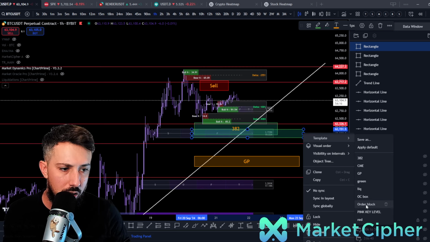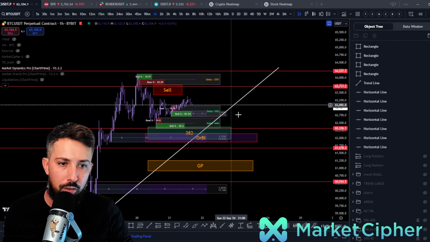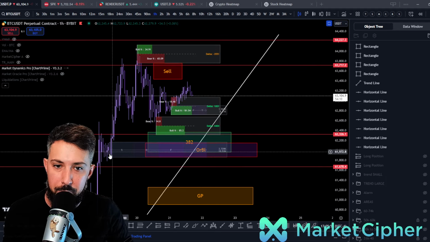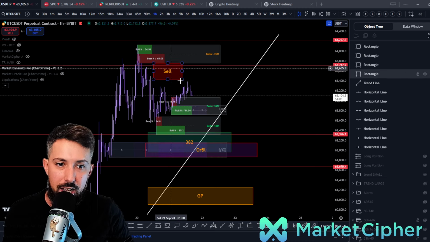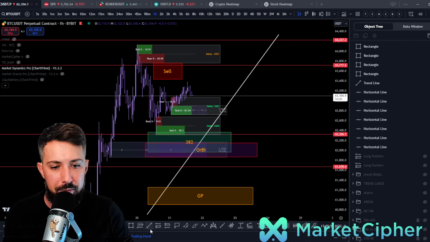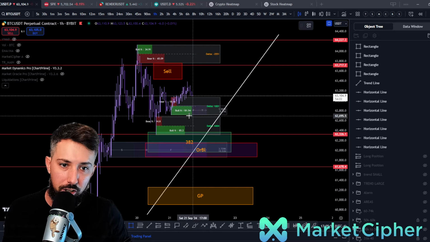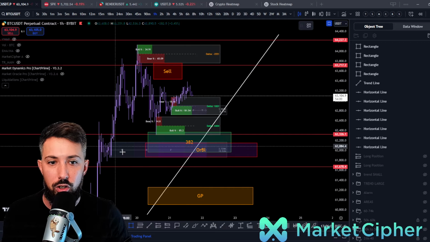So order blocks are used for where key liquidity grabs are going to go, where institutional money has stepped in. You can see it chopping around here, and then it pushes up. These are key areas for maybe take profits, key areas for price to stop or start at or bounce from. So these are all going to stack.